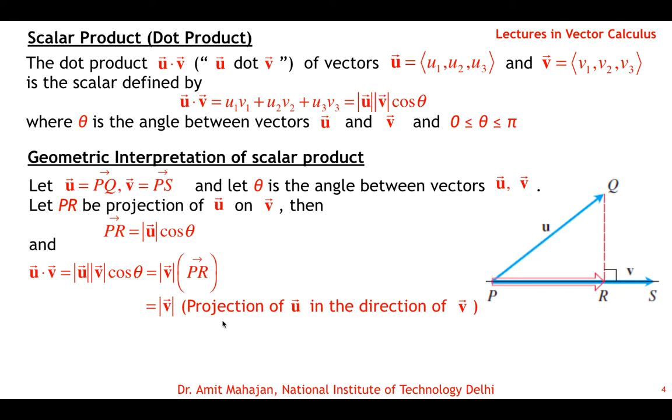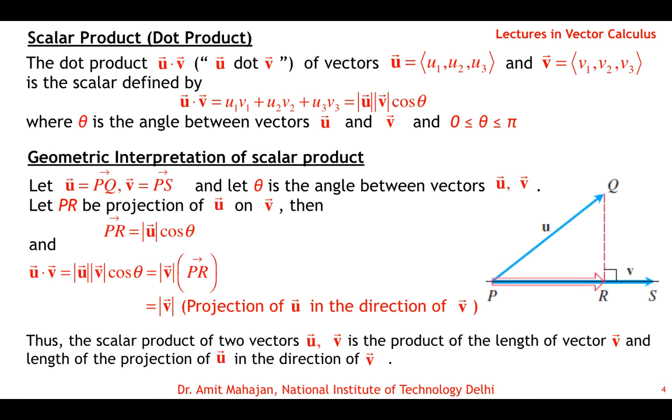Okay, so the scalar product of two vectors u and v is the product of the length of one of the vectors, the length of the v vector, and the length of the projection of u in the direction of v. So it is the length of the v vector times the length of the projection of u in the direction of v, which is this pr. Okay, so that's what the scalar dot product gives us.